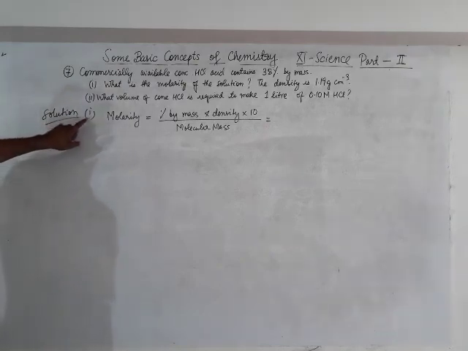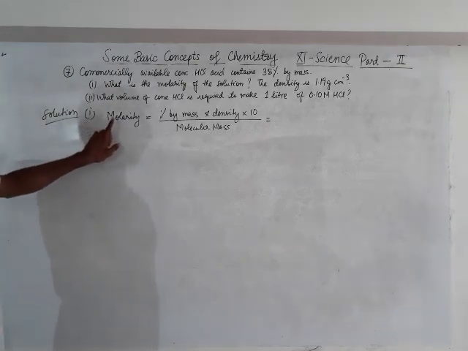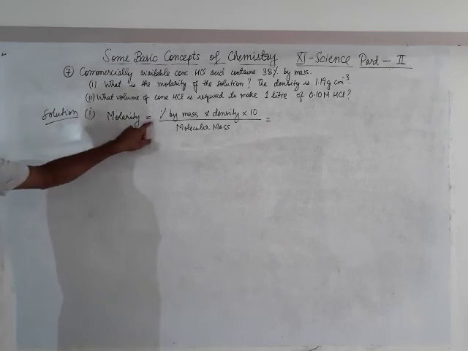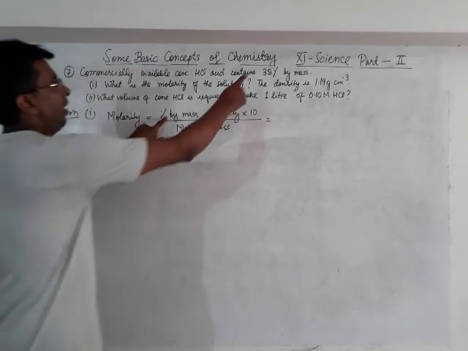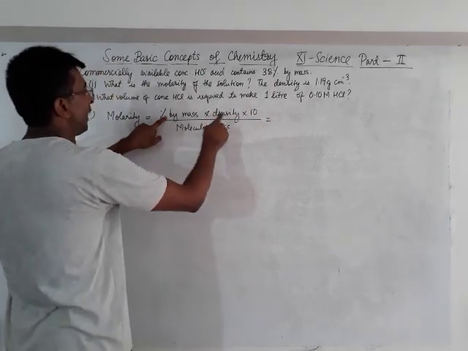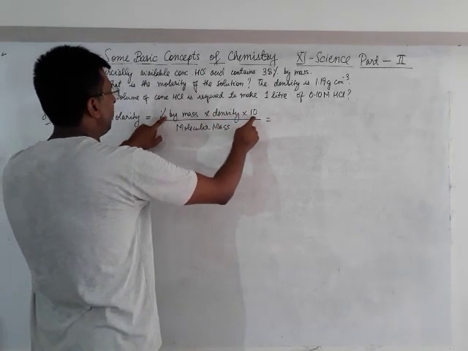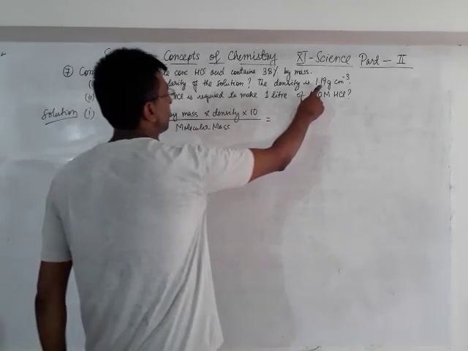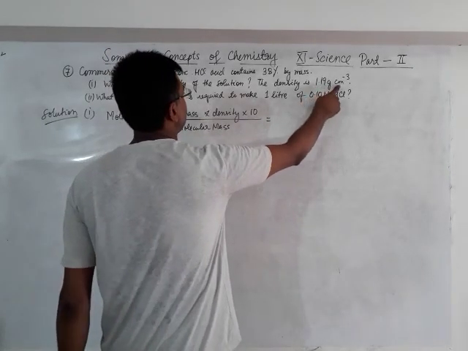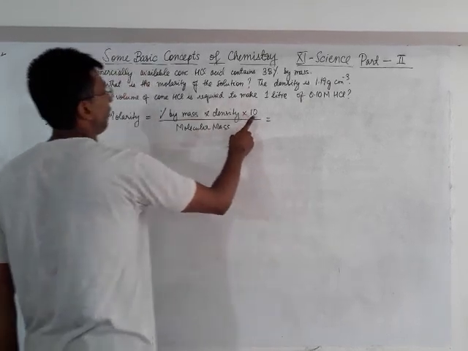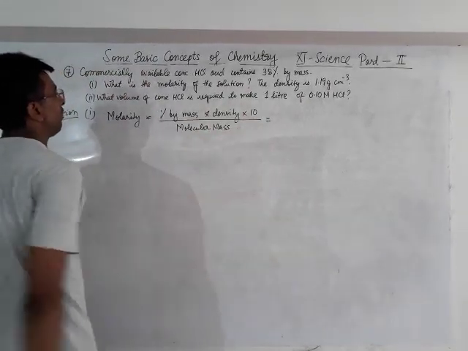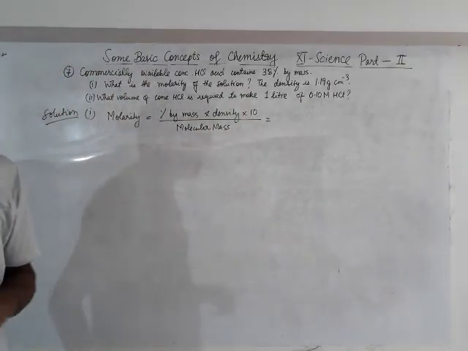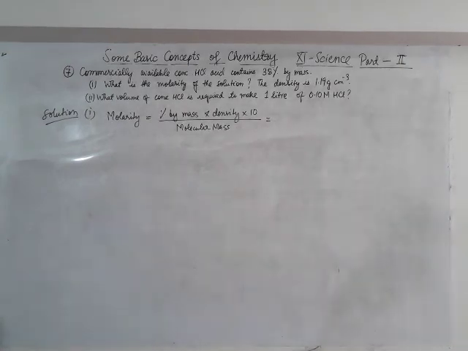For solving subpart 1, please copy the formula also. Molarity is equal to percentage by mass into density into 10 divided by molecular mass. Because here the density is given in 1.19 gram per centimeter cube. That is why we are putting over here 10 divided by the molecular mass of hydrochloric acid. Copy the question. I am waiting for you all to copy the question.